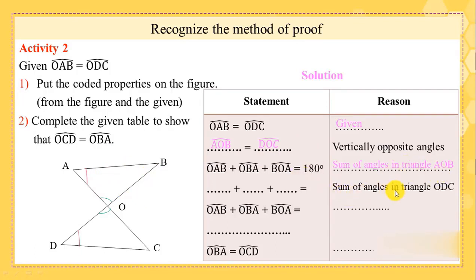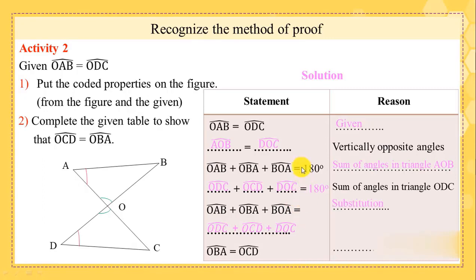Now, the sum of angles in triangle ODC. What angles do we have in triangle ODC? We have angle ODC, angle OCD, and angle DOC. Their sum is 180 degrees. OAB plus OBA plus BOA is equal to what? As we see here, the two equations are equal to 180 degrees. Then they are equal. We are substituting the second equation by its value, which is 180 degrees. Then the reason here is substitution.